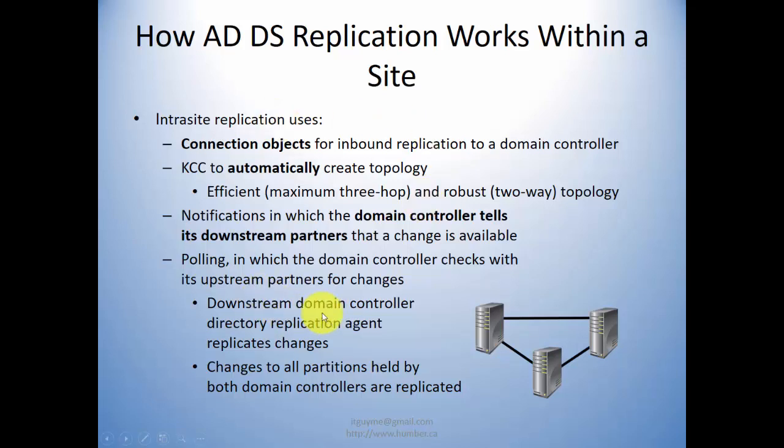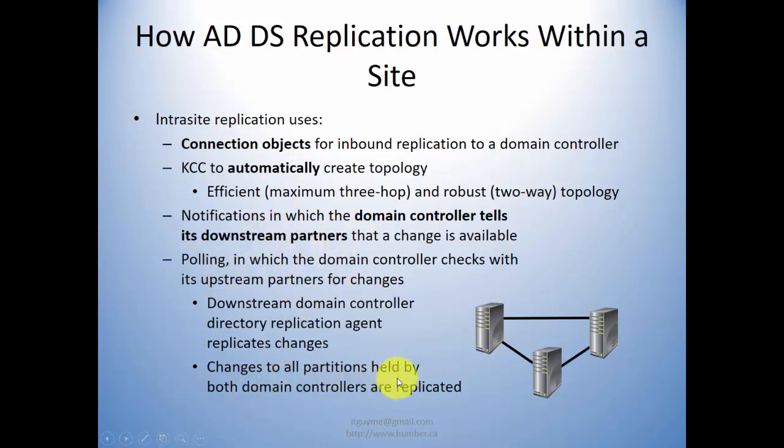So downstream partners, downstream domain controller, directory replication agent replicates changes. What is downstream? The first domain controller you create, then the second one you create after. Whatever is after is downstream. Whatever is before is upstream, right? And after that, if you make changes to the second one, those changes will be replicated to the first one. But whatever you create after is downstream. It's not like a child domain. We're going to create that, and that concept will be clear as well.